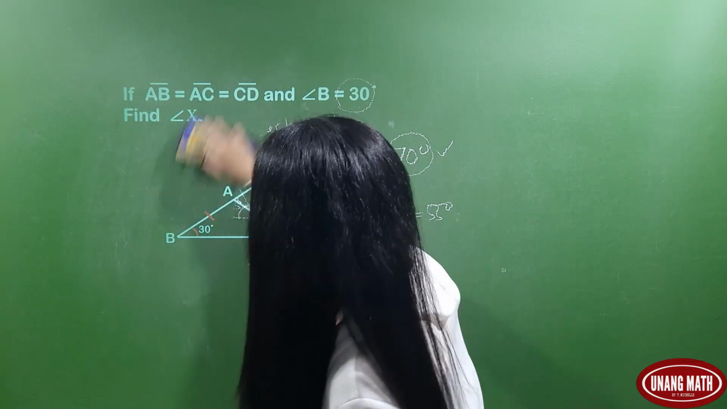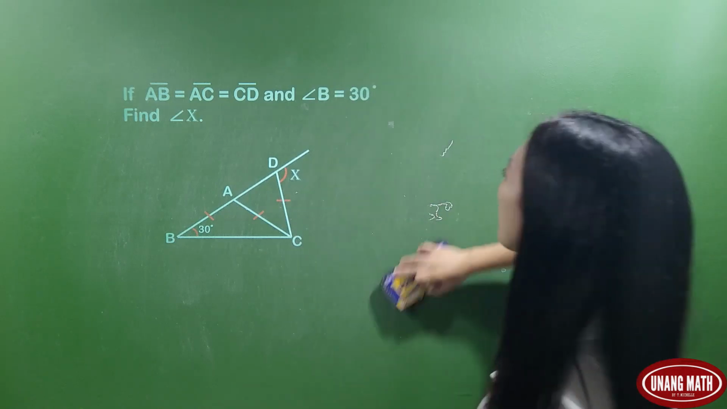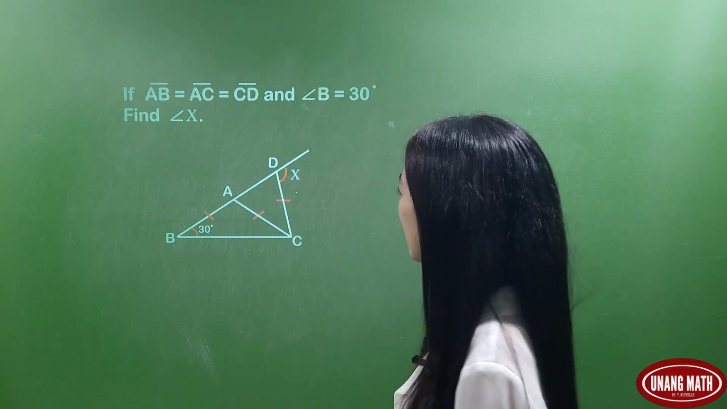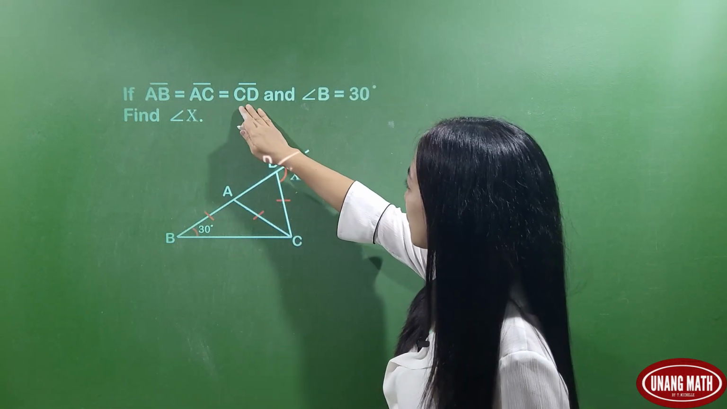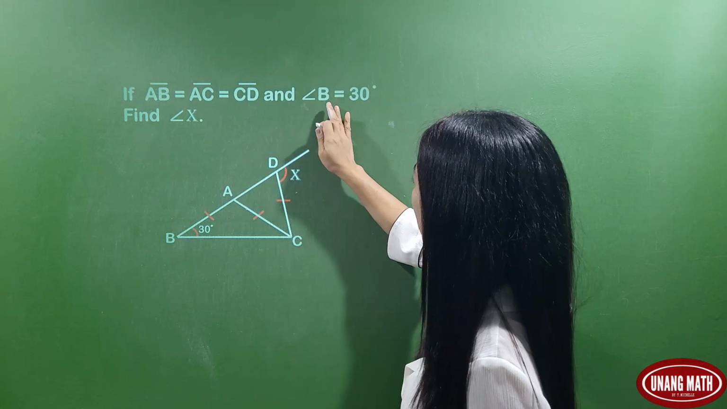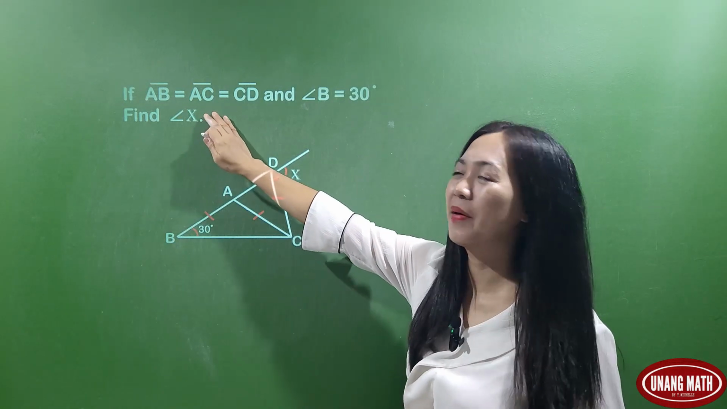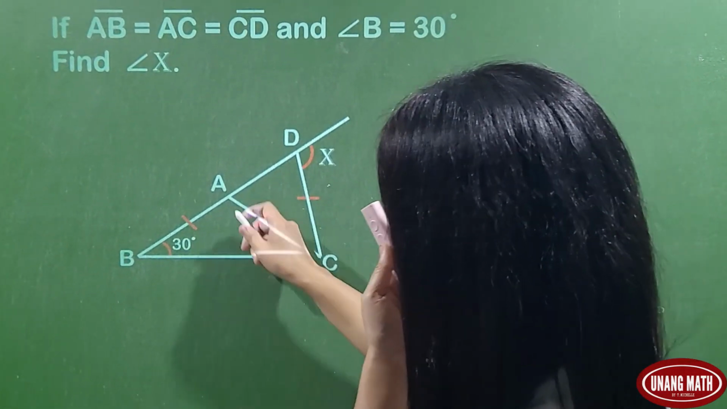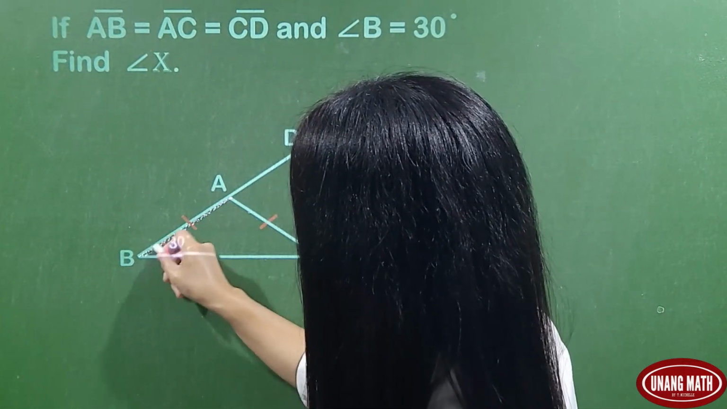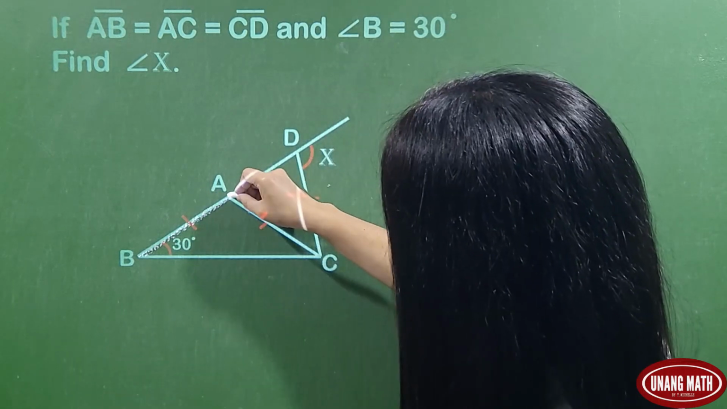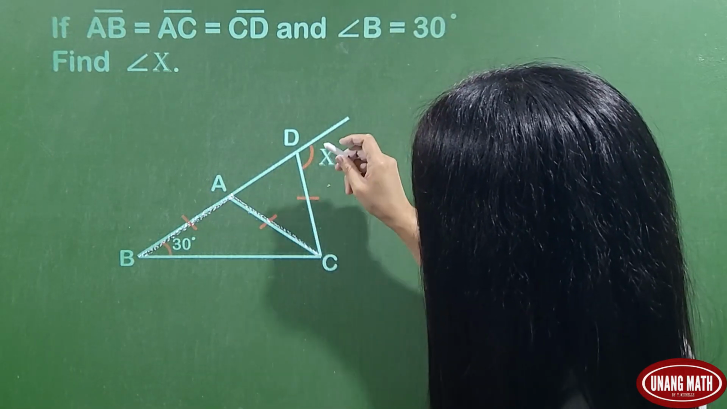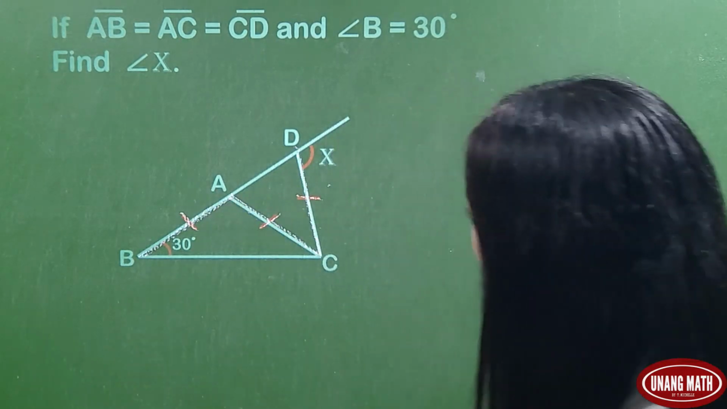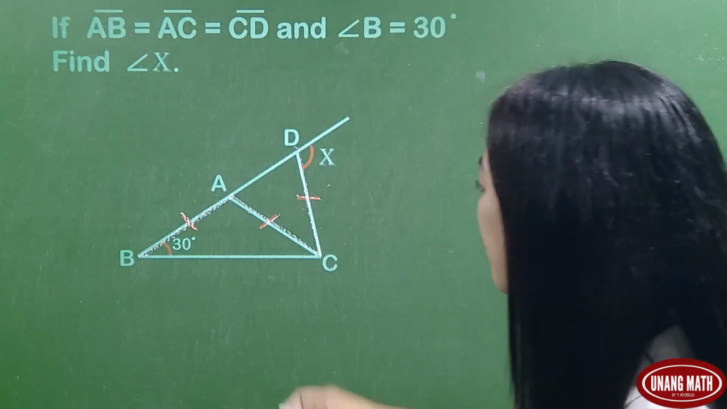Okay, what about this question? If segment AB is equal to segment AC is equal to segment CD and angle B is 30 degrees, we will find angle X. Okay, where is segment AB? This line or this segment. AC, this segment. CD, this segment. These are equal in measure.